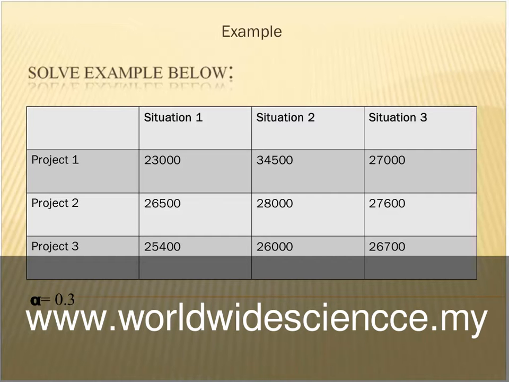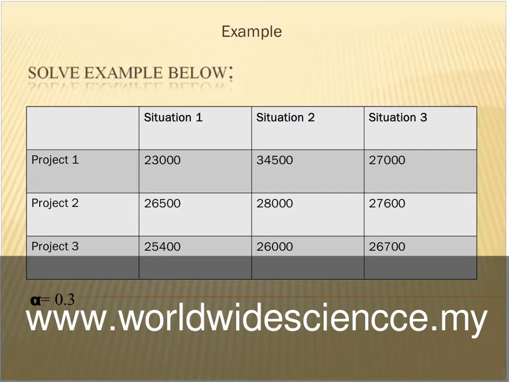For example, for project one, the alpha for situation one is 0.3. For situation two, alpha equals 0.5, and for situation three, alpha equals 0.2. The sum of the alphas should be 1. So 0.3 plus 0.5 plus 0.2 is equal to 1.